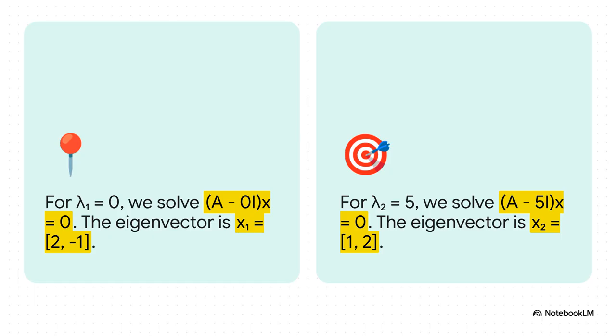We just plug each of those eigenvalues back into our system. For lambda equals 0, we find its eigenvector is any multiple of the vector 2, negative 1. For lambda equals 5, we find its partner eigenvector is any multiple of 1, 2. And just like that, we've found them. We've uncovered the hidden directions and the secret scaling factors for this matrix.